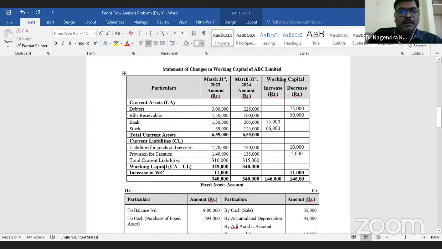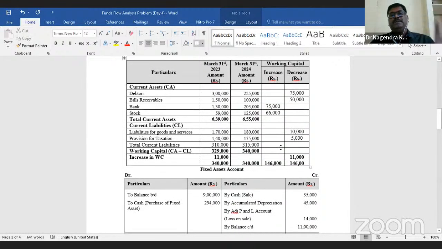Then you can see that total current assets is 3 lakhs 10,000 and total current liabilities for 2024 is 3 lakhs 15,000. So when we take the difference between current assets and current liabilities, we can see that there was an increase in the working capital position. The working capital position has increased by 11,000 rupees. So with this, we will calculate the statement of changes in the working capital position.